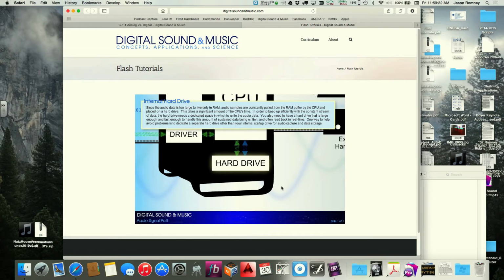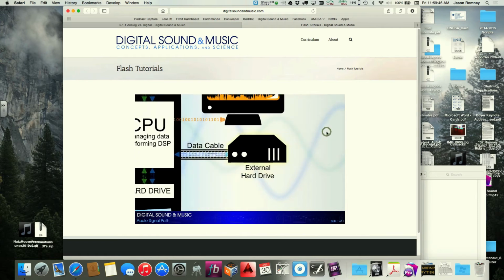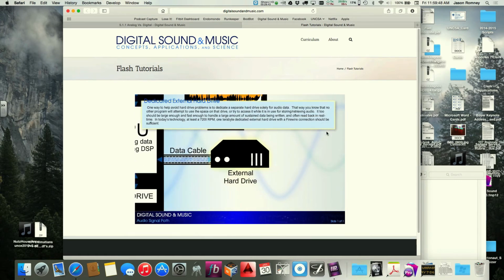So generally, that internal drive you want to dedicate to running the software. That's where you run the operating system, where you install your programs, and your plugins will run from there. That's where that stuff happens. The actual audio you really want to have live somewhere else, and that's where you would get some sort of external hard drive. This could connect to your computer a number of ways. You can do USB, you can do FireWire, you can do Thunderbolt now.